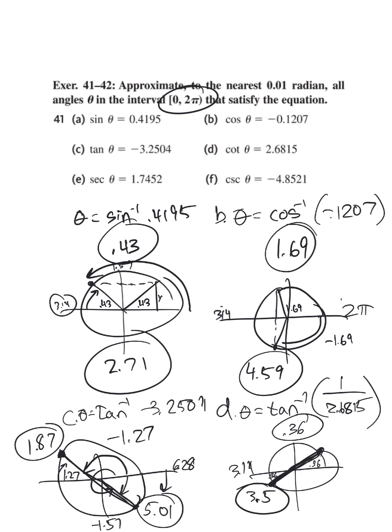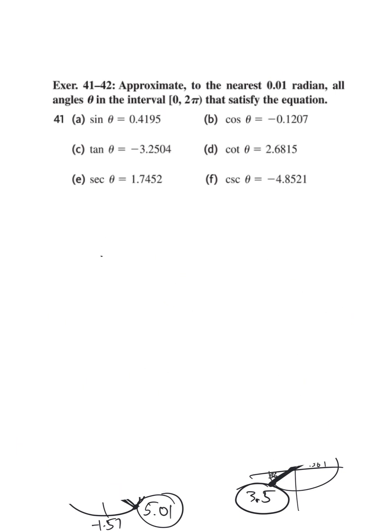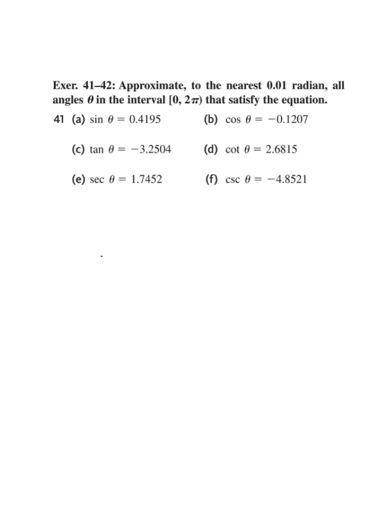Let's erase this and do E and F. Okay, so now we're doing the radians. Make sure your calculator is in radian mode. And again, part A here, we're doing the arc sine of 0.4195 in radians. And again, we want from 0 to 2 pi. So 0.4195, and do the arc sine of that, and we get 0.43. So we want to the hundredths places, so 0.43.